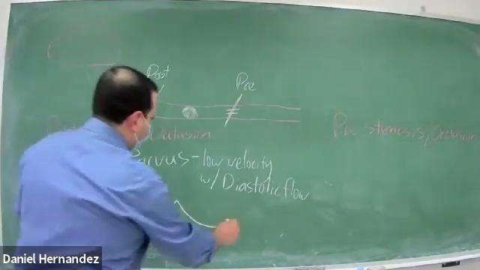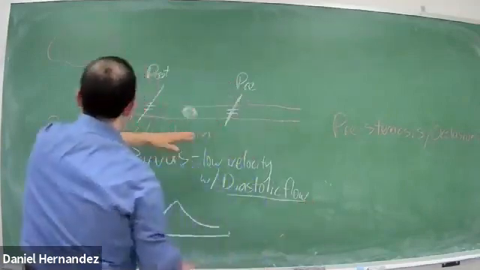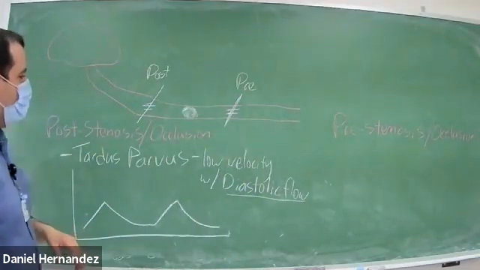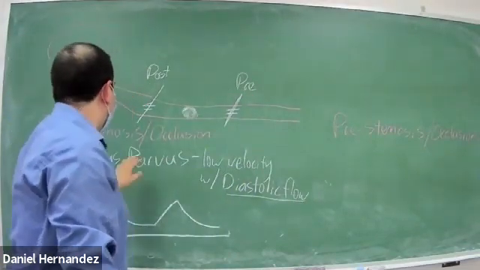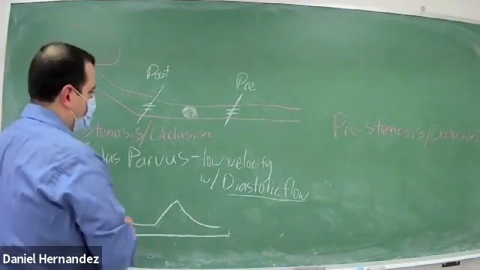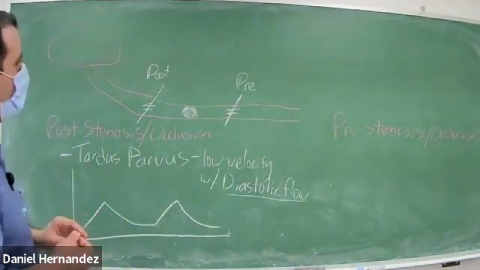So that's why you have diastolic flow, because now there's really nothing impeding that blood flow getting to the brain. So you get a diastolic flow component post-stenosis. The velocities are going to be less because you don't have that force of the heart. So it's going to be low velocity with diastolic flow.